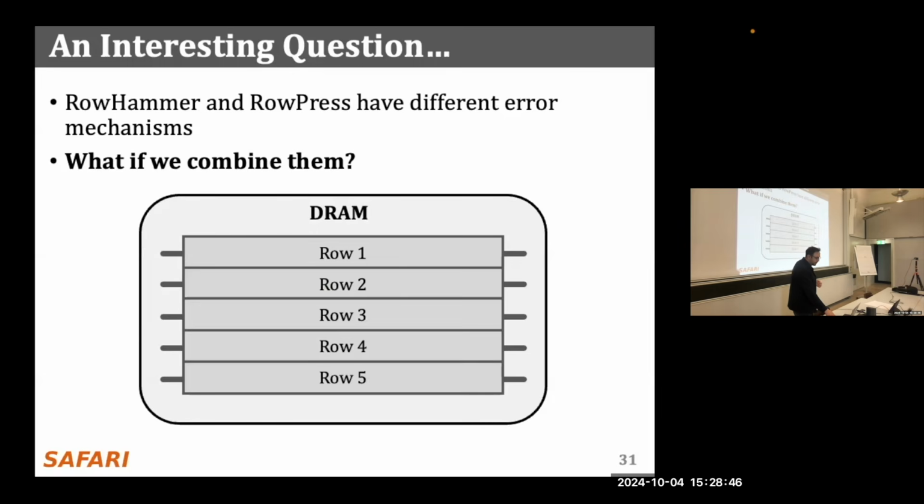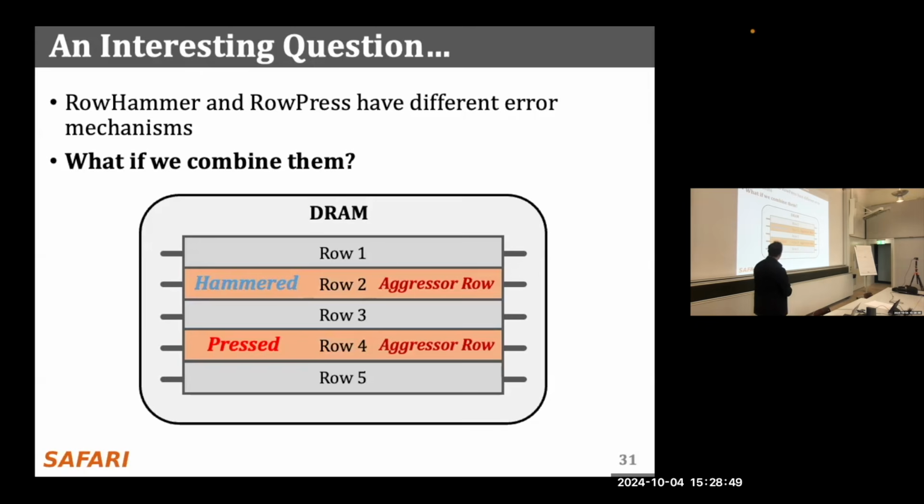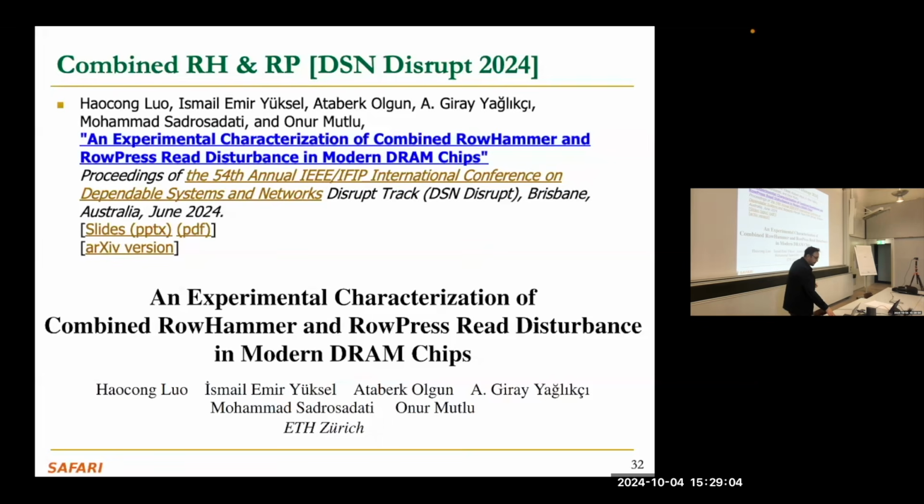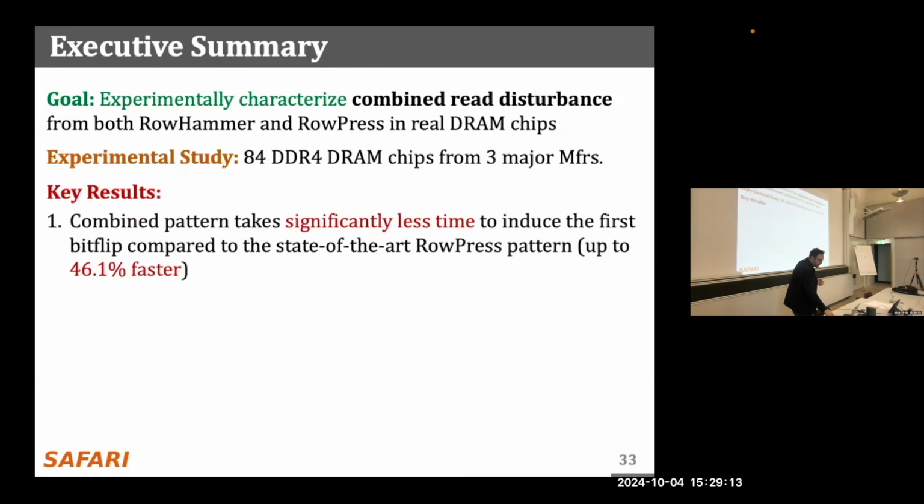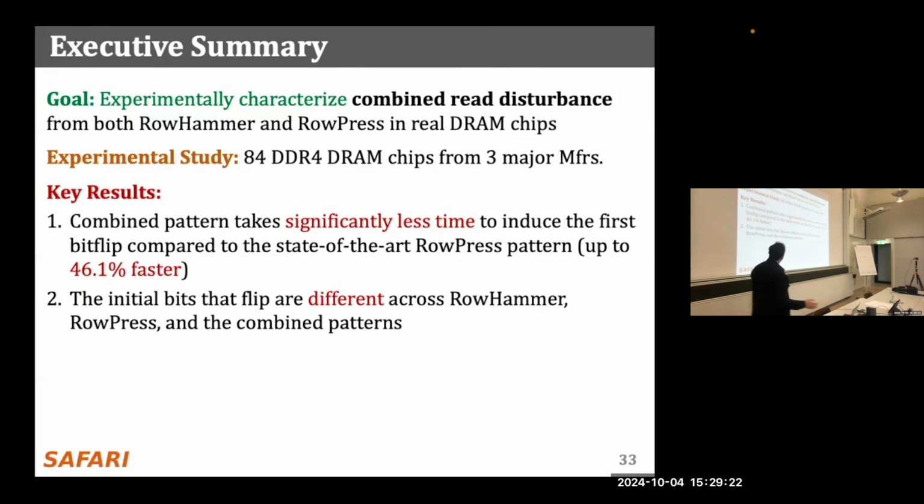So we did some initial experiments. We have these two rows as our aggressor rows, and we keep hammering one of the rows while pressing the other one. They're attacking the same victim row over there, right? This is a paper that was published in the Disrupt track of the DSN conference this year. We combine these two access patterns and test them in 84 different DRAM chips from 3 major manufacturers. Our key results show that the combined pattern takes significantly less time to induce the first bit flip compared to both RowPress only or RowHammer only.